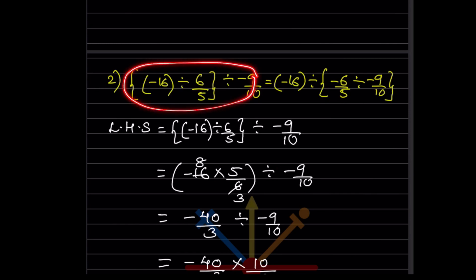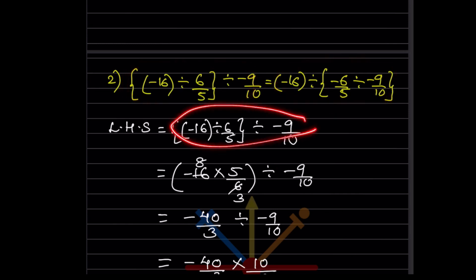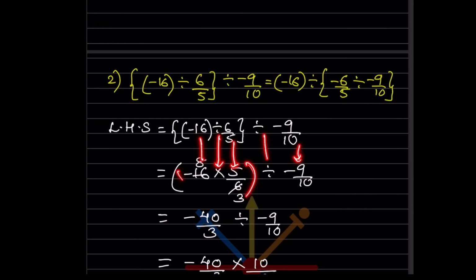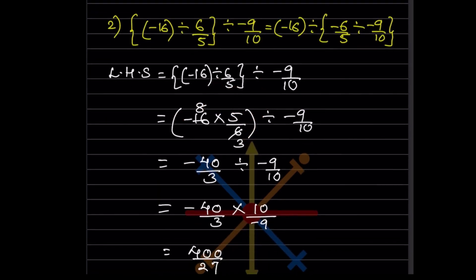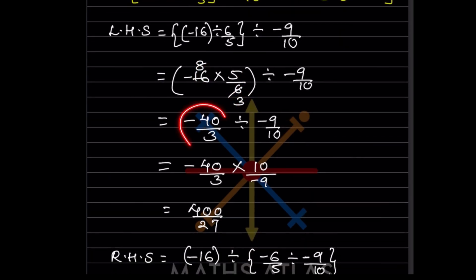Again here, LHS. So first solve the brackets. So now this will be the same. This is division, means this will be multiplication. This will get flipped over. This part, let us keep the same. After solving the bracket, we'll do that. This will solve this part. So this will be 2 threes are and 2 eights are. So that will be minus 40 by 3 divided by minus 9 by 10. So this is going to be the same. This will be multiplication and this will be 10 by minus 9.